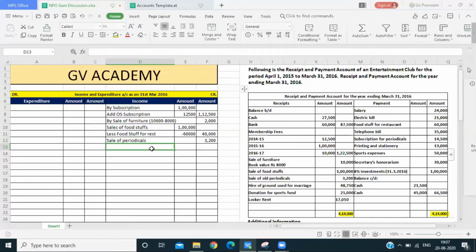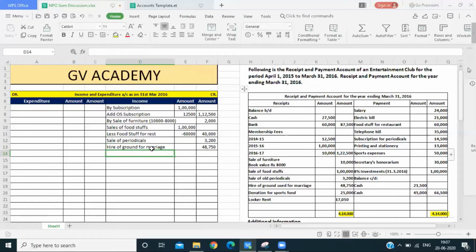And the next point is hire of ground used for marriage. So there is an income which arises from letting out the ground for marriage purposes. This is also a kind of recurring income. So we need to credit this in the income and expenditure account. So we have an income of 48,750.